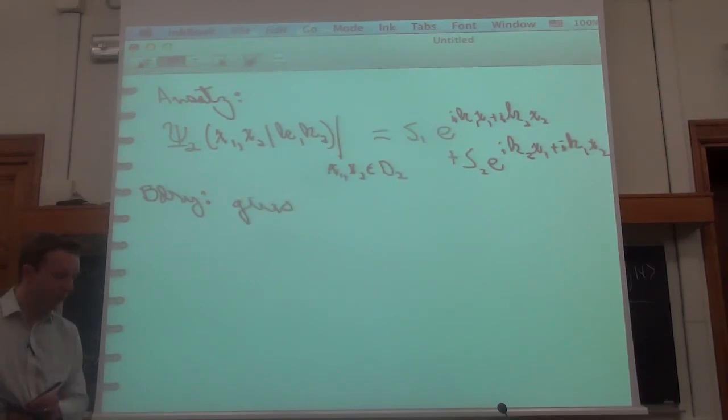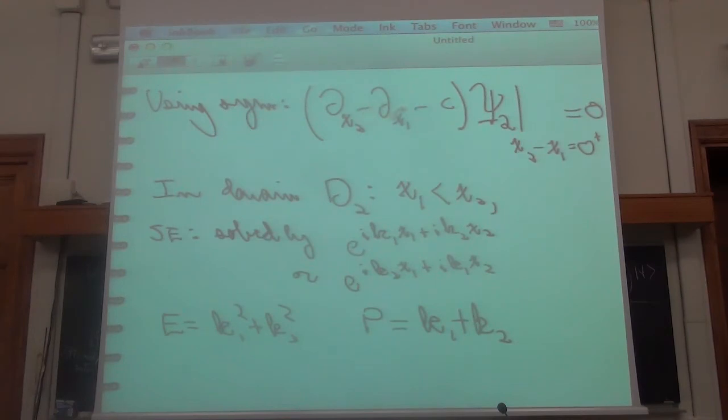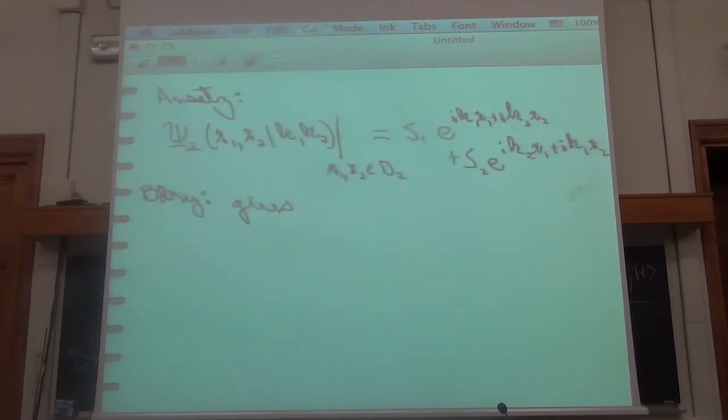Yeah, so if I just go back here, you remember, dx2 minus dx1 minus c on this thing has to be 0. So we just apply this condition here, and this immediately gives us a condition on the ratios. You see, if I take dx2 minus dx1, I just get ik2 minus ik1, then there's a minus c times s1, plus here just ik1 minus ik2 minus c times s2 is equal to 0. Okay, so then you just rewrite it.